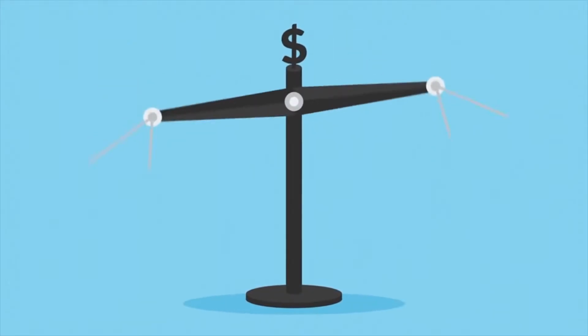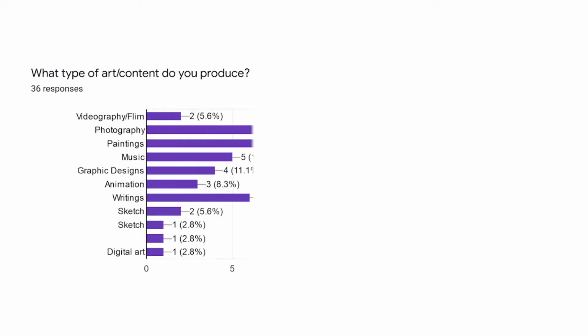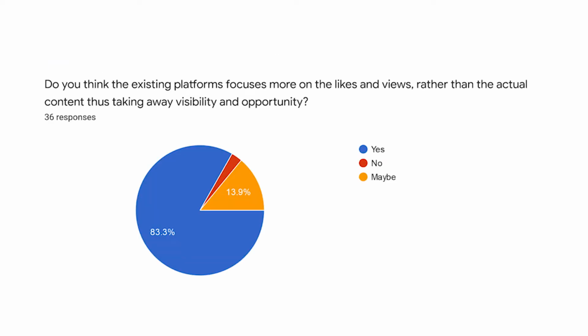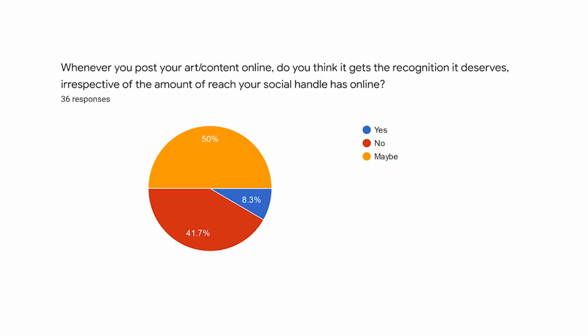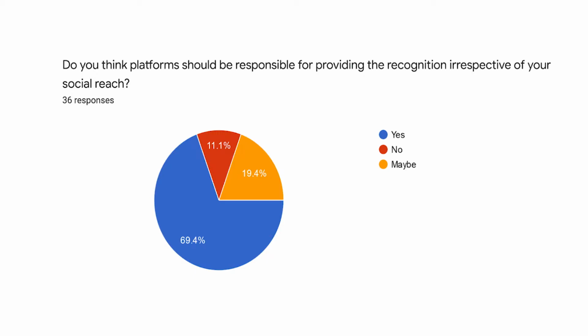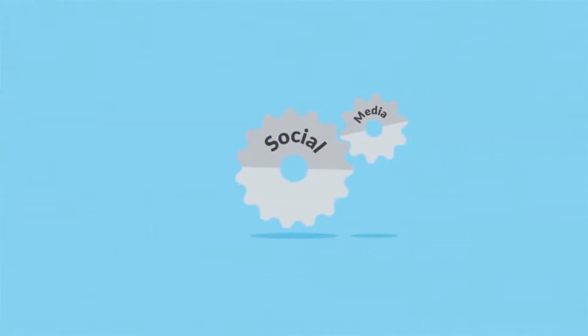To justify this problem statement, we asked some questions to different demographics involved in art. More than 83% of people felt the platforms were prioritizing likes and views rather than the content. 40% showed dissatisfaction toward the recognition they were getting, irrespective of their following. And over 70% felt the platforms themselves should be responsible for providing the recognition rather than some algorithm.